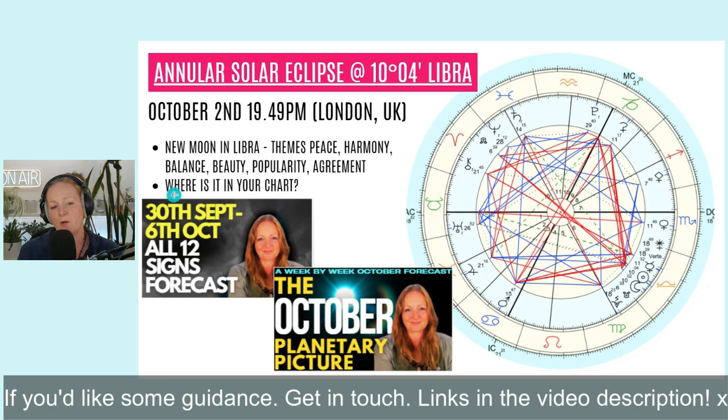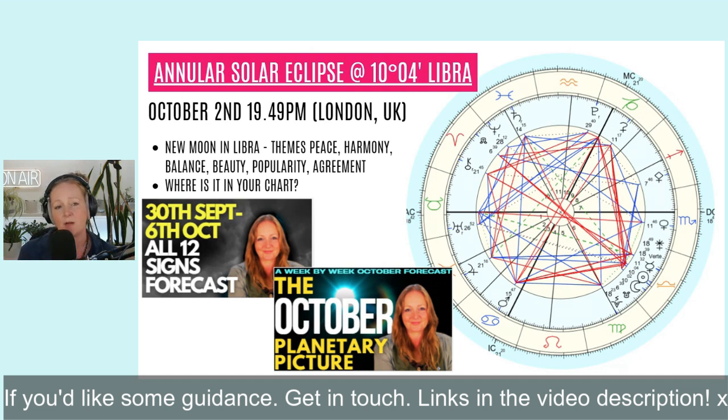I've given you a sign by sign forecast for this week ahead, which obviously involves this annular solar eclipse. And I've mentioned it briefly in the October planetary picture, which gives you quite a good understanding of the whole of the energy for October on a week by week basis, not really focusing on the individual movements of the moon, but on the bigger planetary alignments. And of course, the eclipse will fit into those bigger planetary alignments.